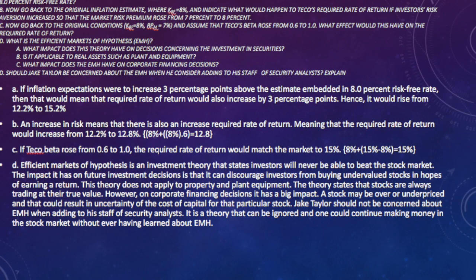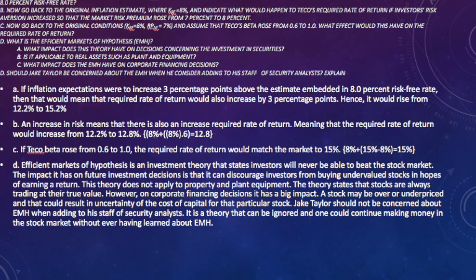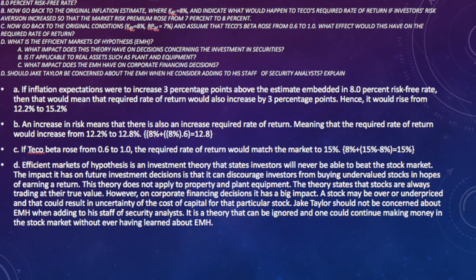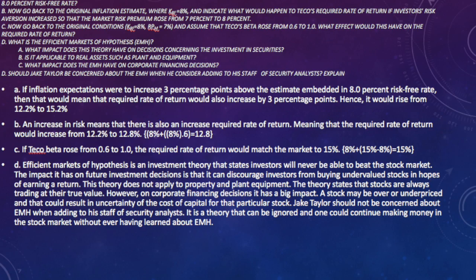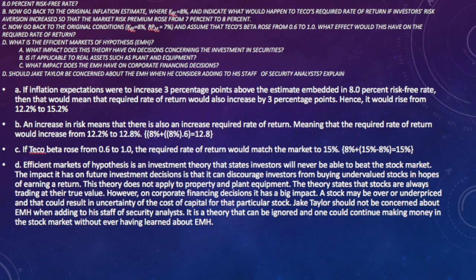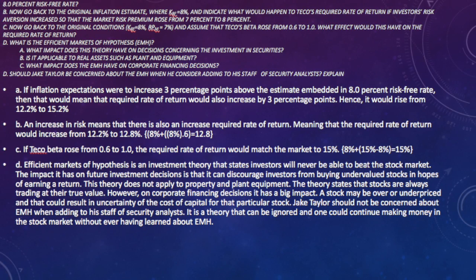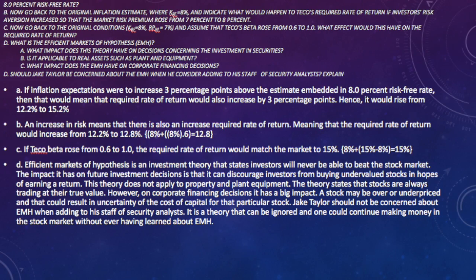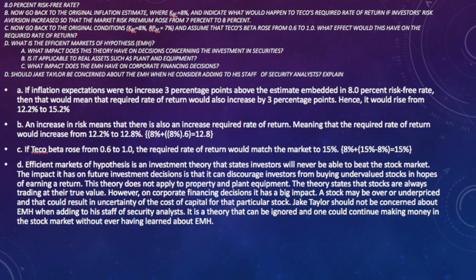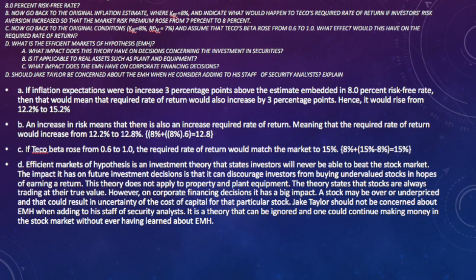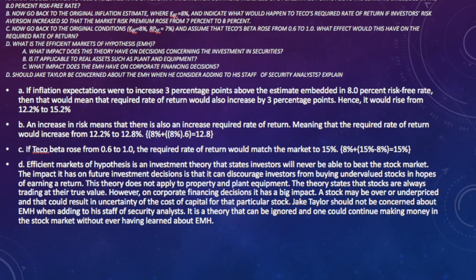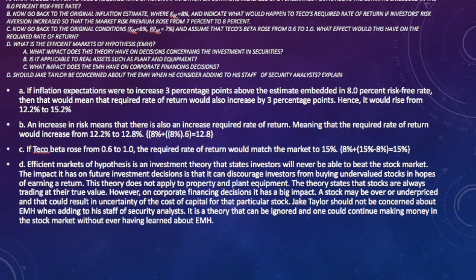So what would happen to TICO's required rate of return if investors' risk aversion increased so that the market risk premium rose from 7 to 8%? So an increase in risk means that there's also an increase in required rate of return, meaning that the required rate of return would increase from 12.2% to 12.8%.